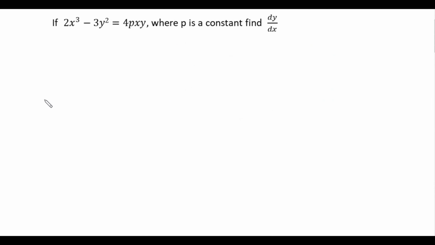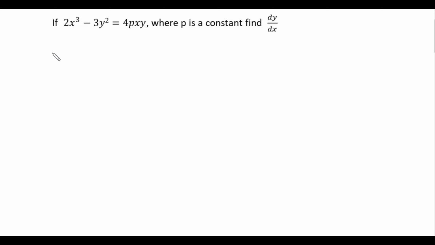So let's solve this question. We are asked to find dy/dx if 2x cubed minus 3y squared equals 4pxy, where p is a constant. Remember, this is a function involving both x and y, so we solve this using the implicit method of differentiation.